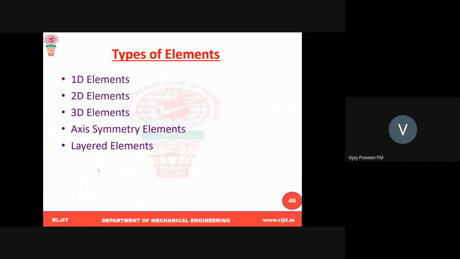So let me take up the types of elements. This is one of the very important theory questions. They will ask you directly, what are the types of elements? Write down for 10 marks or 8 marks. They will ask you. So let me see one by one.